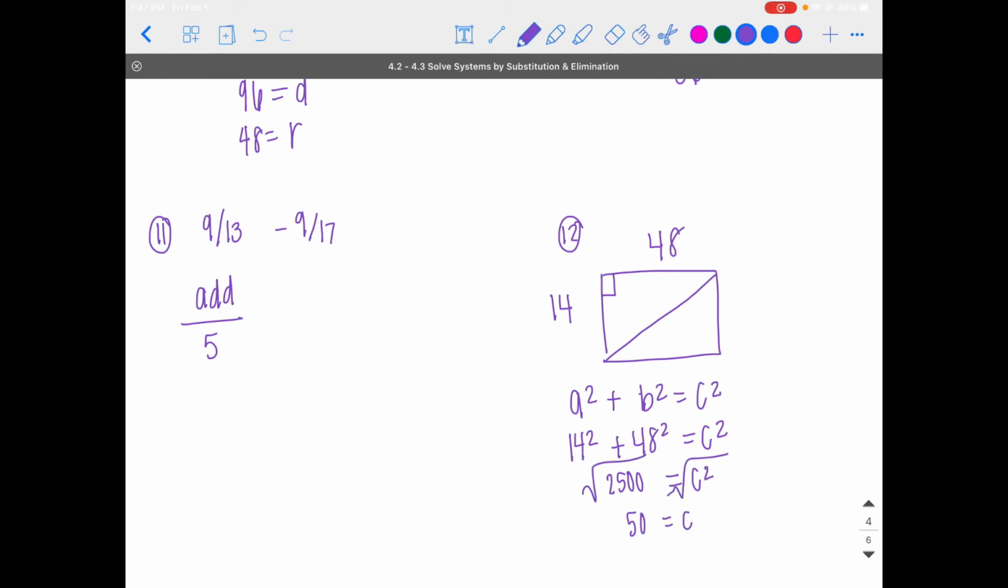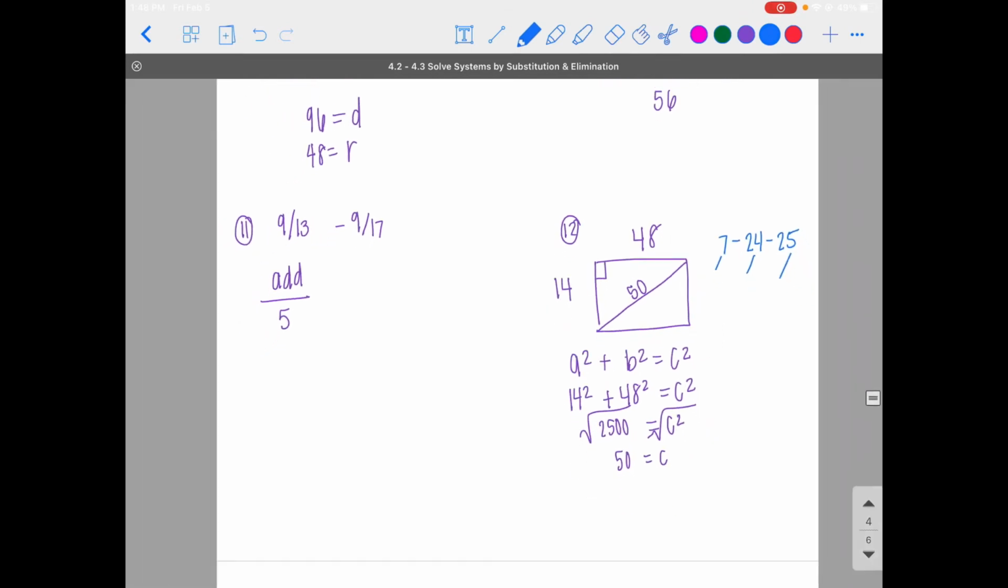Now, this one was a Pythagorean triple. This is the triple 7, 24, 25. This is not really a common one, so you probably wouldn't recognize it unless you've really spent a lot of time memorizing these triples. But 7 times 2 is 14. 24 times 2 is 48. So if you knew the last one, 25 times 2 was 50. And that may have saved you a little bit of time.